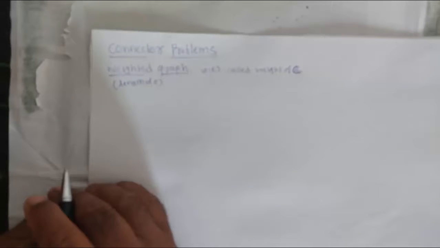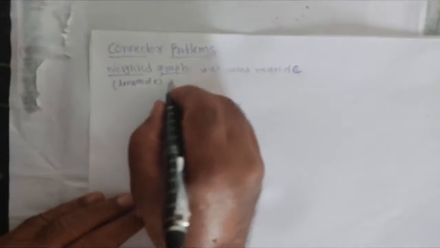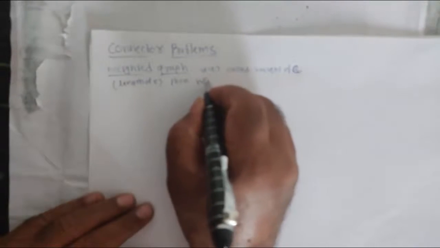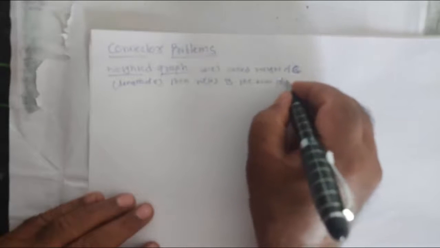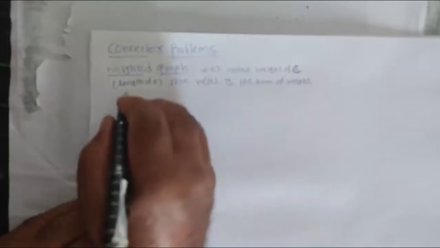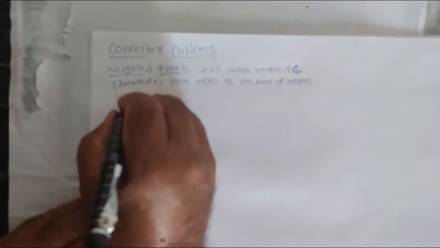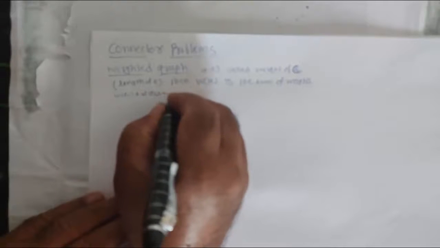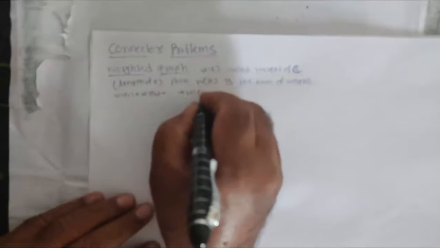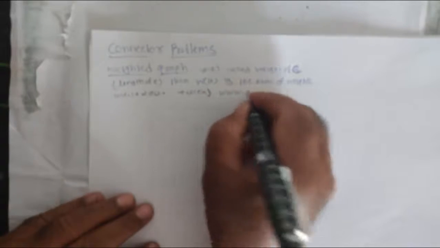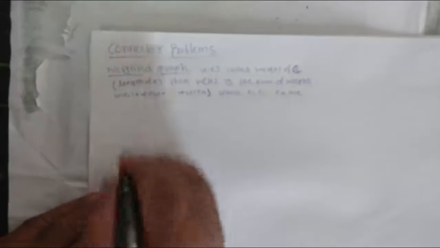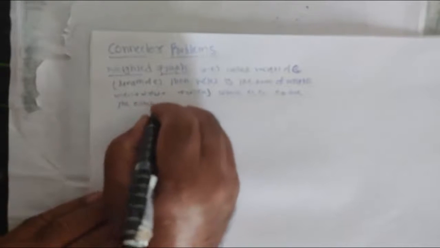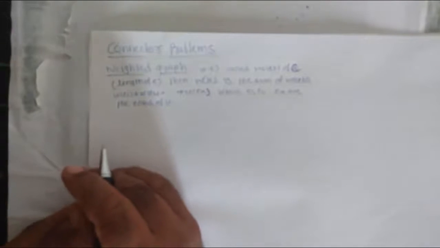If H is a subgraph of a weighted graph, then W of H is the sum of weights: W of E1 plus W of E2 plus ... plus W of EK, where E1, E2, ..., EK are the edges of H.